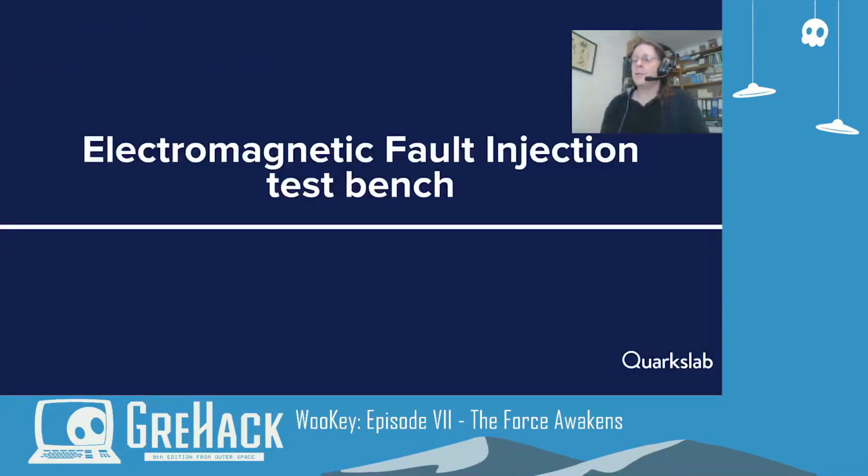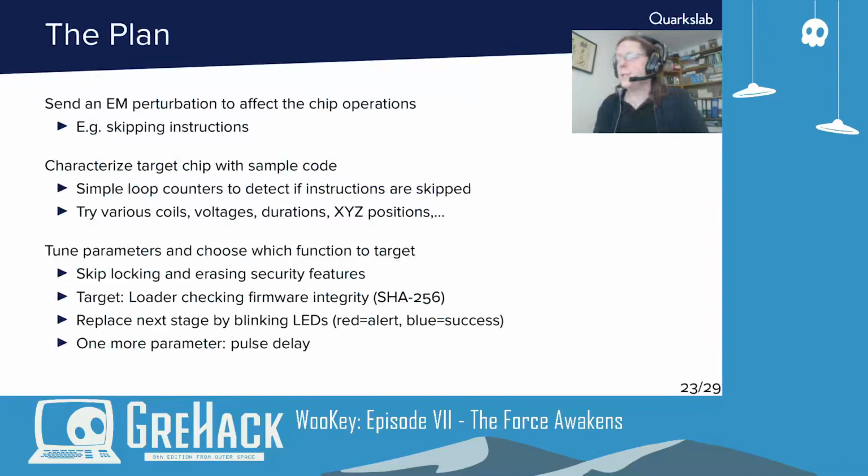Now a few words on electromagnetic faults. The idea here is to inject an electromagnetic pulse that will perturb the MCU, and inject a fault in execution, like skipping an instruction. Typically, such an attack is done in two phases.